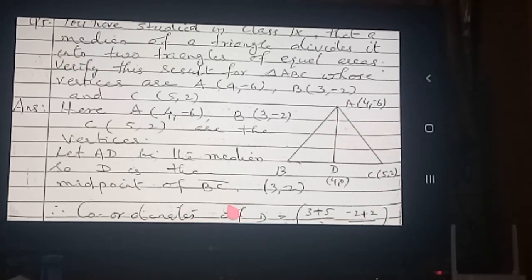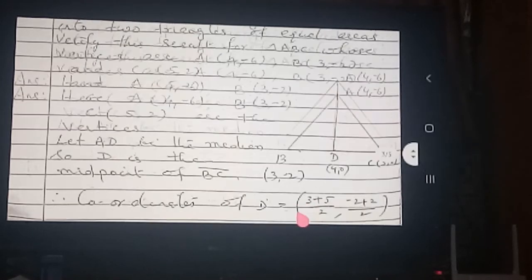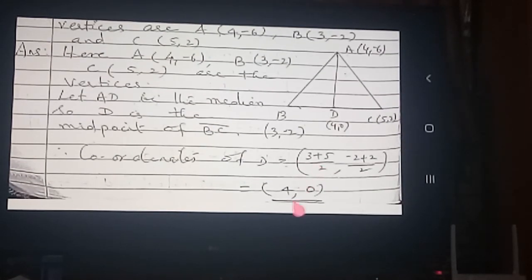D is the midpoint of which side? D is the midpoint of BC. So you can find out the coordinates of D. Which formula will apply? Midpoint formula. How can you find out? x1 plus x2 by 2, that means 3 plus 5 by 2. How much coming? 8. 8 by 2, how much? 4. And now here, minus 2 plus 2 by 2. Minus 2 plus 2, what is coming? 0. 0 by 2 is 0. So you got the coordinates of D also now.